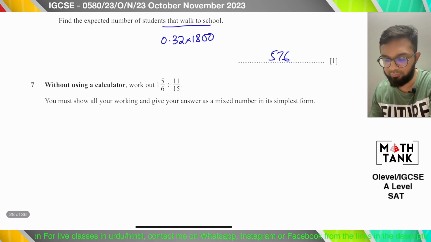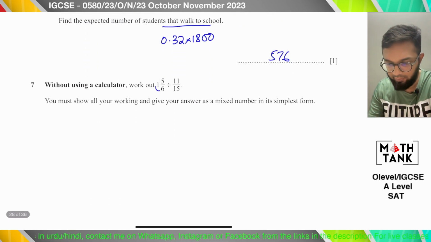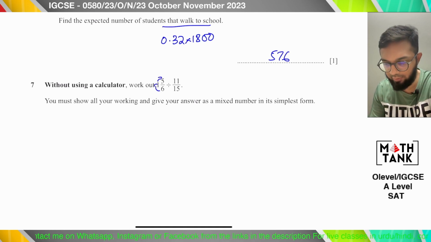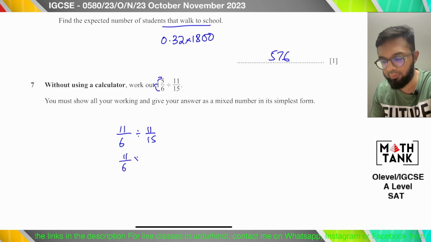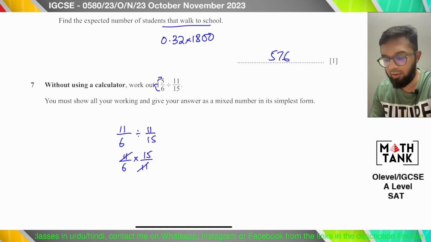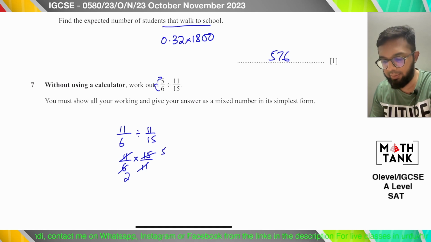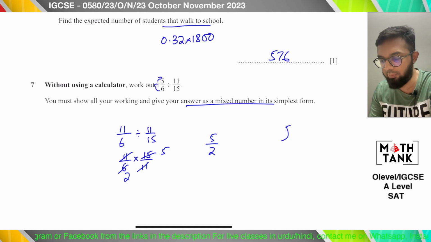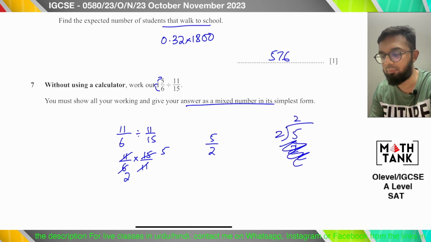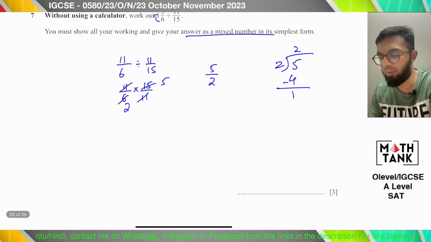Okay. Without using a calculator, so you first convert them into improper fractions. 6 times 1 is 6, plus 5 is 11. Divided by 11 over 15. Then you convert the division to a multiplication and say that this is what I have. And I can reduce this 3 times 2, 3 times 5. Answer as a mixed number. So 5 over 2 in a mixed number should be 2 whole 1 over 2.